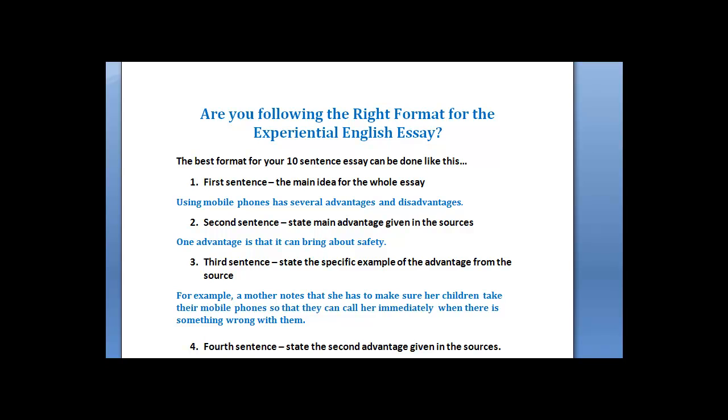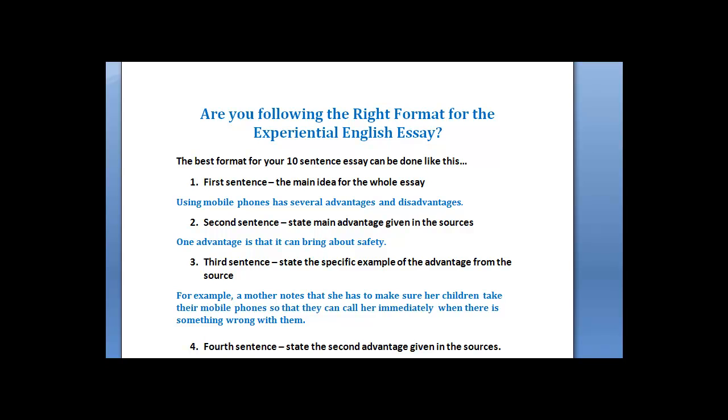The 10-sentence essay is going to be arranged in two paragraphs. The first paragraph will show the advantages of whatever the topic is, and the second paragraph will show the disadvantages of the topic. Now, let's begin. The first sentence of your essay will be your thesis statement. What that does is explain the main idea for the whole essay, and it's very important that you include this in your midterm exam essay. You'd write it in the following manner: Using mobile phones has several advantages and disadvantages.